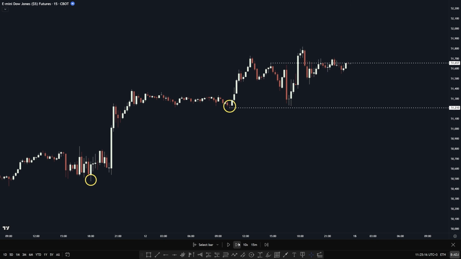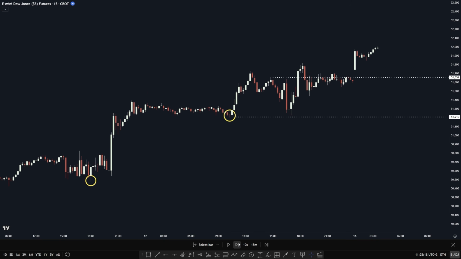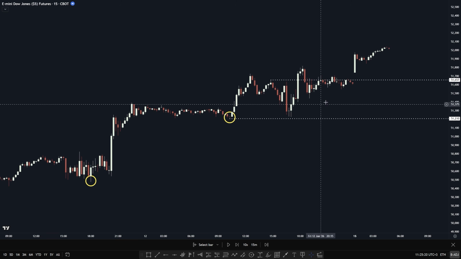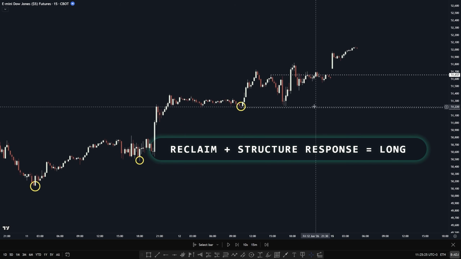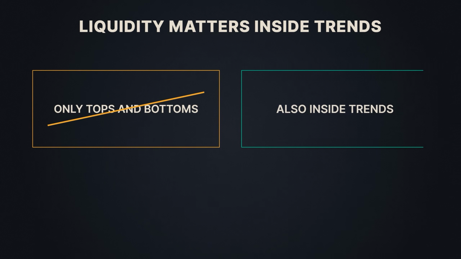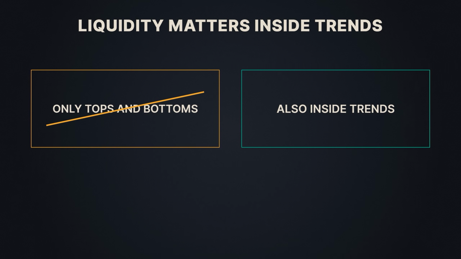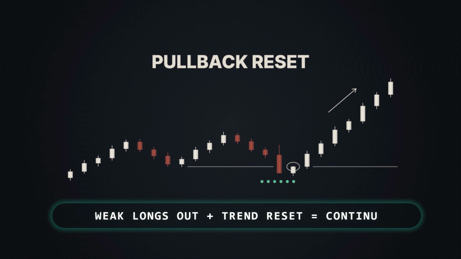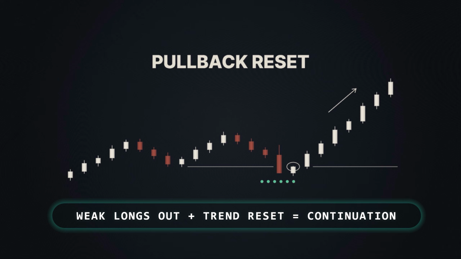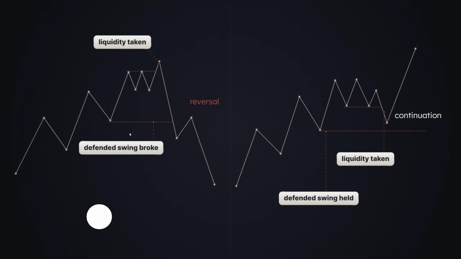The long idea comes after the reclaim and the structure response. Look, price continues higher and takes that high. Beginners often think liquidity only matters at major tops and bottoms. It also matters inside a trend. That is important. The pullback that scares weak longs out can be the same pullback that resets the trend for continuation. This is not the same as a full reversal.